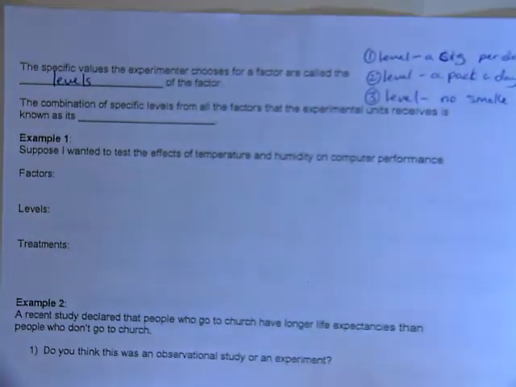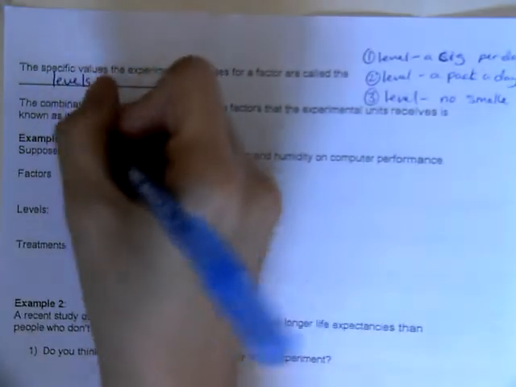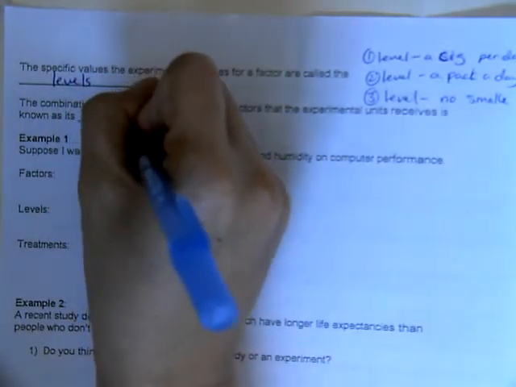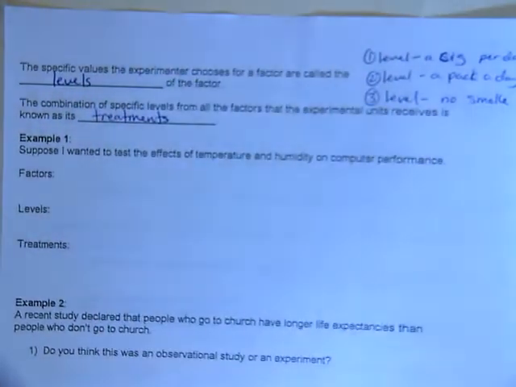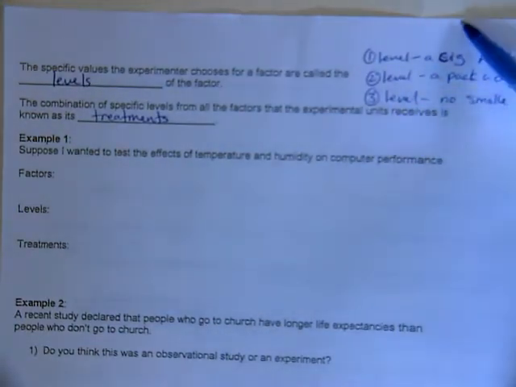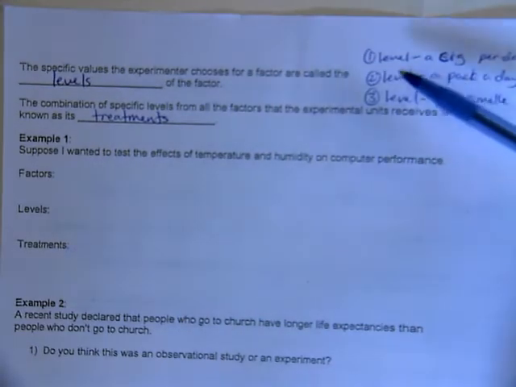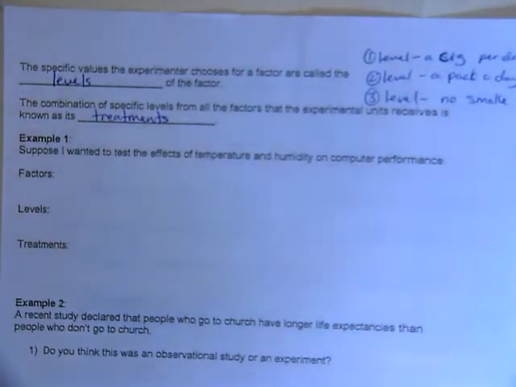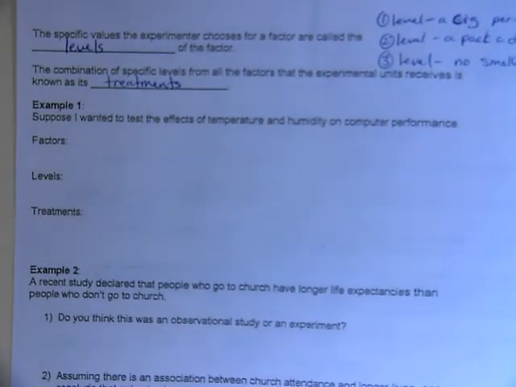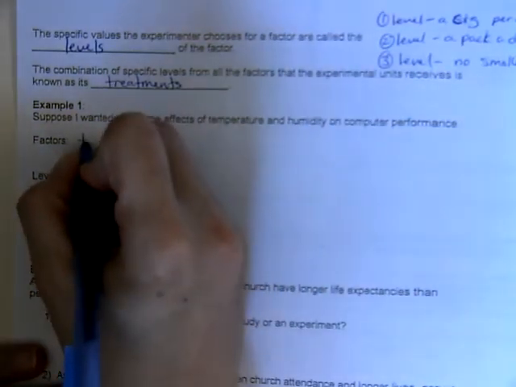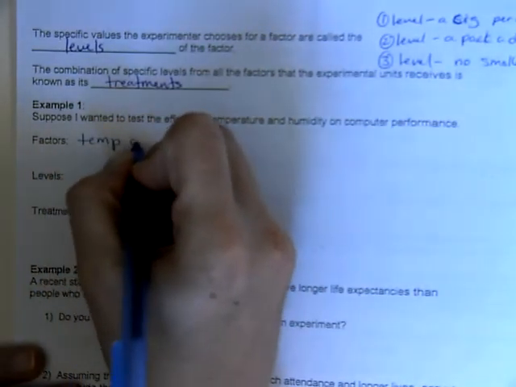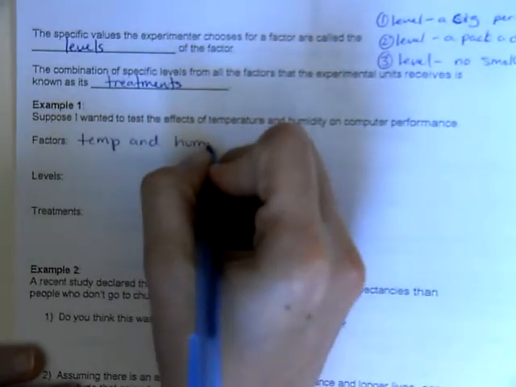A combination of the specific levels from all the factors that the experimental units receive are known as the treatments. So if there's only one factor, you only have the levels that you want for that one factor. If there are multiple factors, you may have more treatments than just these three. So let's suppose I wanted to test the effectiveness of temperature and humidity on computer performance. So the factors for this, what are we going to manipulate? We're going to manipulate the temperature and the humidity.